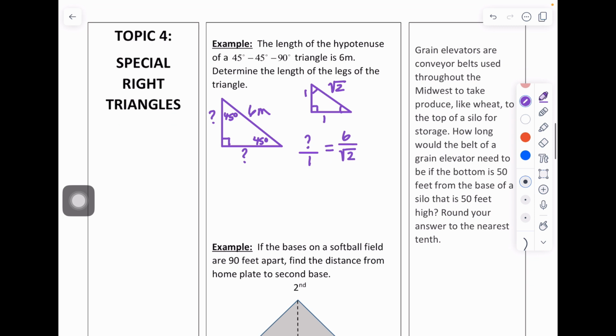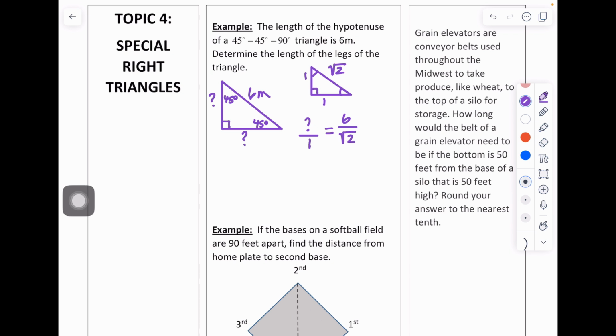Now, we're going to approach this in the same way. We're going to multiply or clear the fractions. So multiplying by 1, that's pretty easy. Doesn't change anything. But now I'm going to multiply by square root of 2.